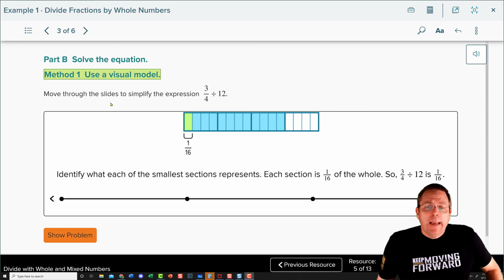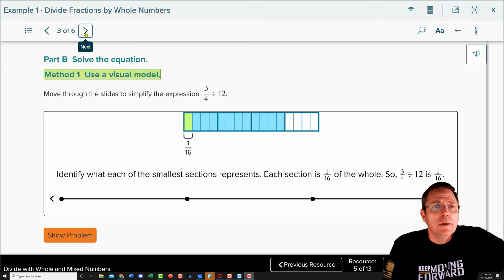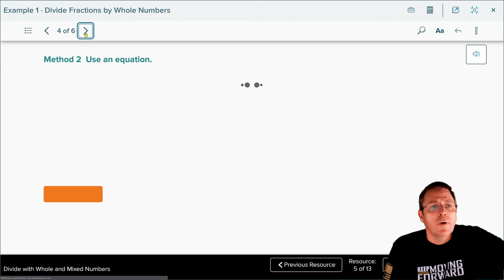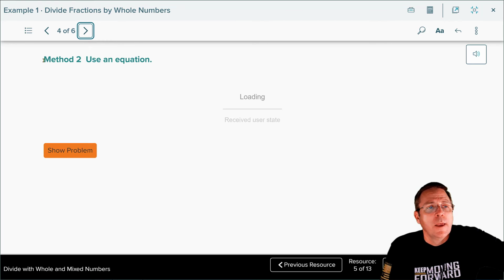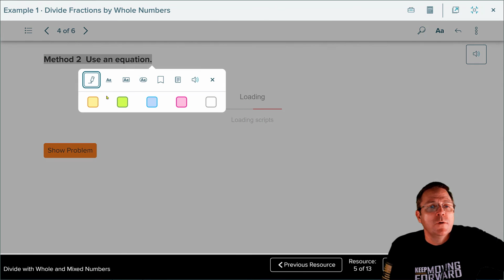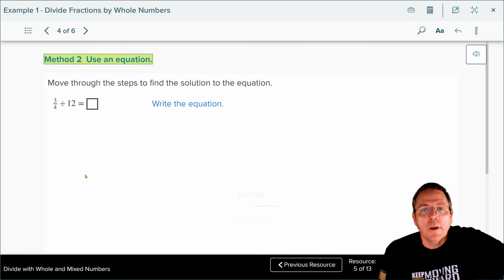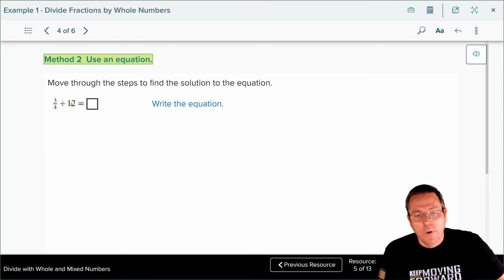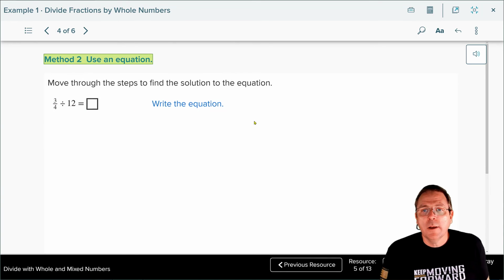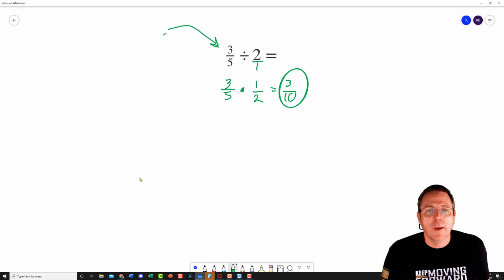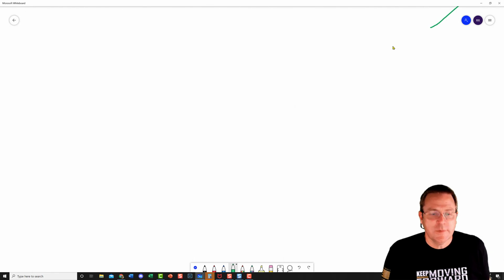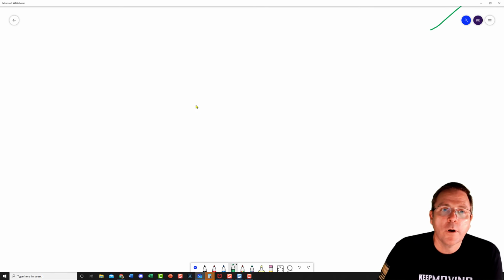It sure would be nice if we had a simple equation or algebraic way of solving those. And hey, looky right there. Method number 2, use an equation. So that's exactly what we're going to do. We're going to solve it using the algebraic equation approach, which is 3/4 divided by 12. Now once again, rather than work it here, I'm just going to go off to the side and use some clean space on our screen and we're going to work the problem, and then I'm going to show you what they did.